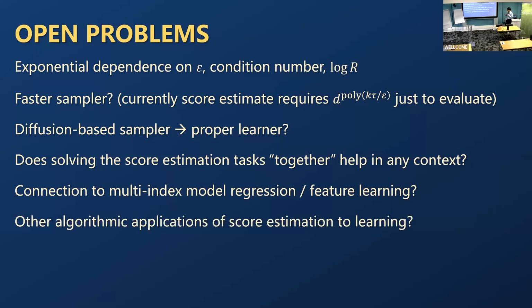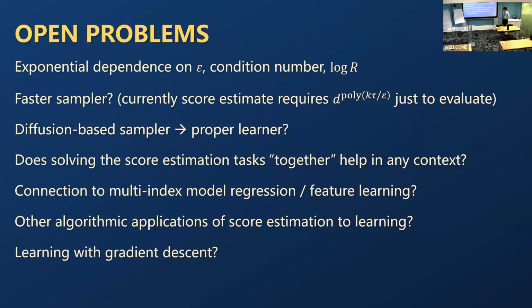open direction. And of course, the general question is, are there other algorithmic applications of score estimation to learning? I mentioned some others in the context of sampling, for instance, spin glasses. And today we saw an application to Gaussian mixtures. I think there are a lot of old questions from computational learning theory that deserve being revisited with this new technology.